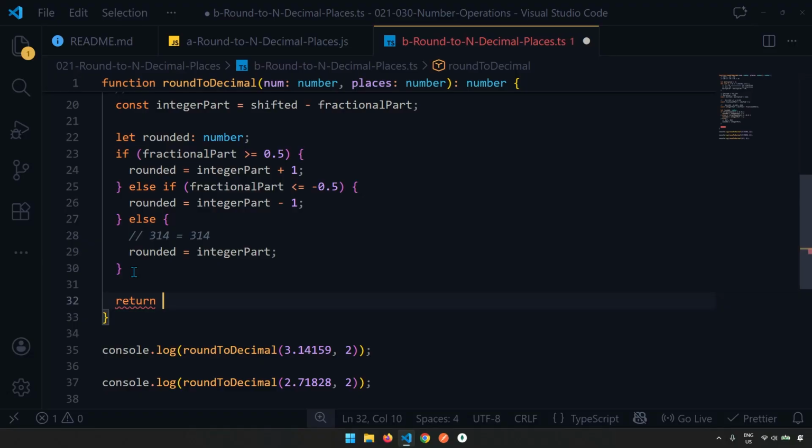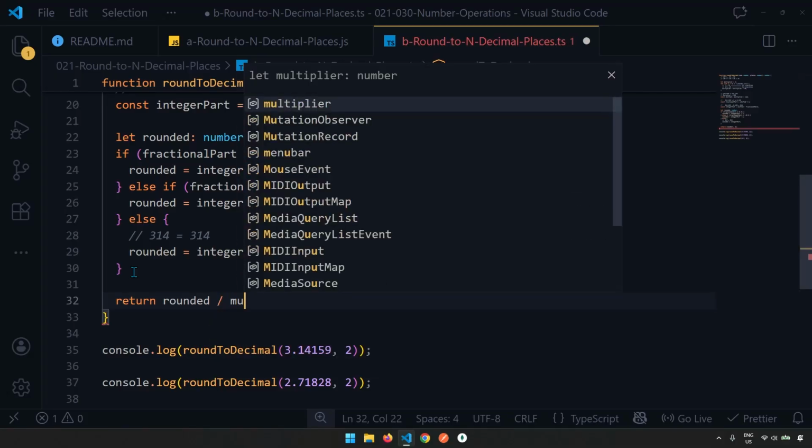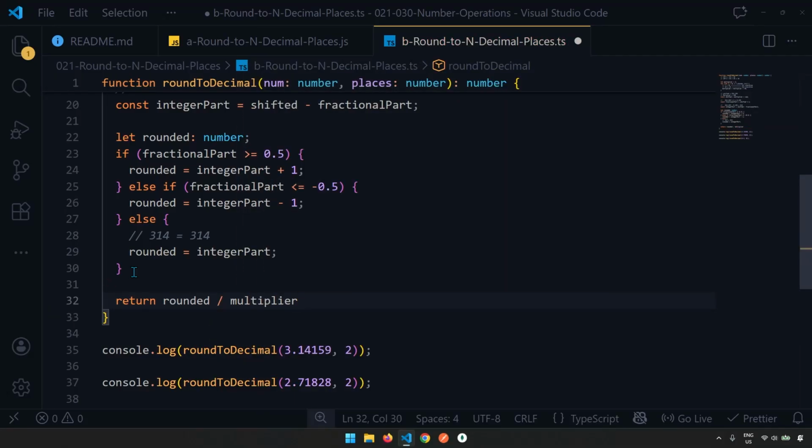Remember, multiplier remembers how many decimal places the user wants. So I'm going to select rounded and divide it by those many decimal places. If you have a whole number like 314, you want to add 2 decimal places. You know that mathematically you have to divide it by 100. If you wanted to add 1 decimal place, you would have divided that by 10. If you want to add 3 decimal places to 314, you divide it by 1000. And there we go. That's it.